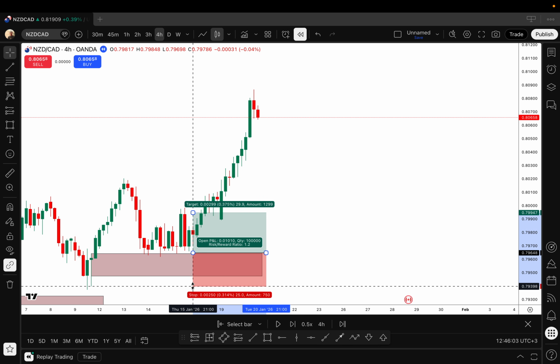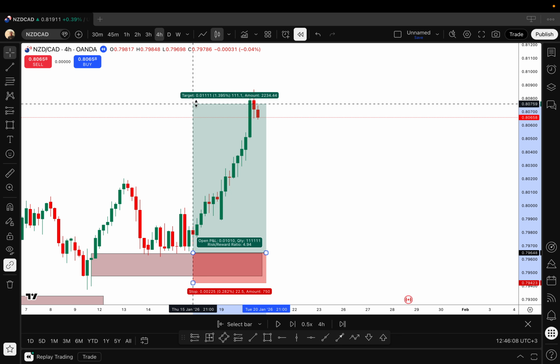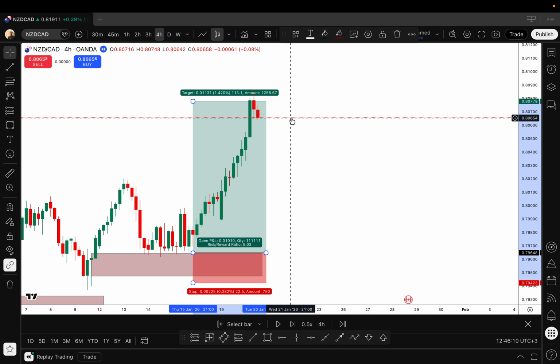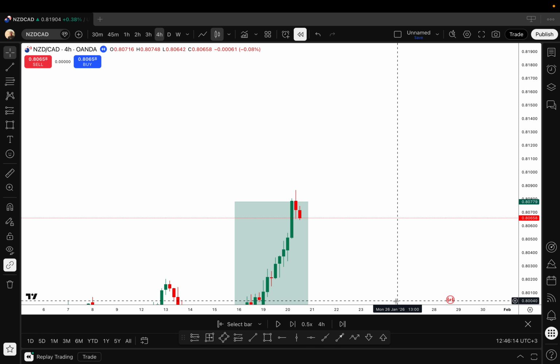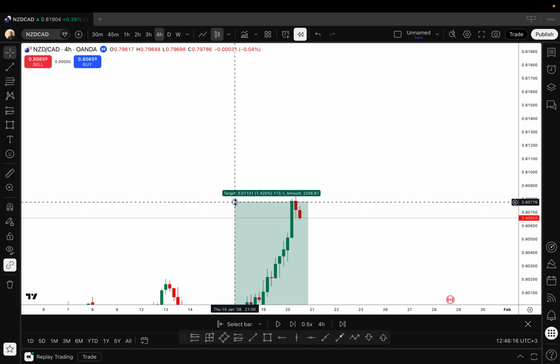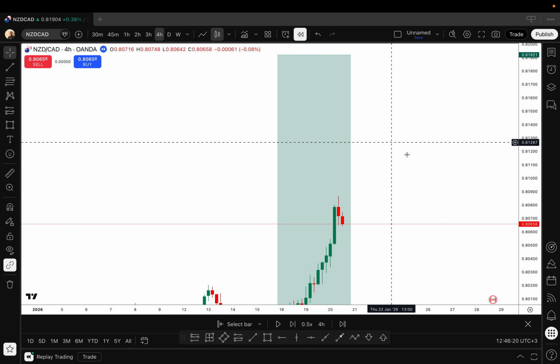Stop loss should be around 20 pips, and then the take profit should be 113 pips, but it should go beyond that because we are targeting the daily. It was around 200 pips. We were targeting the daily supply zone. This is 220.